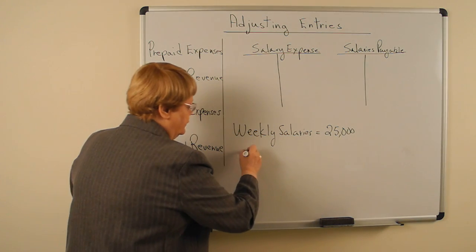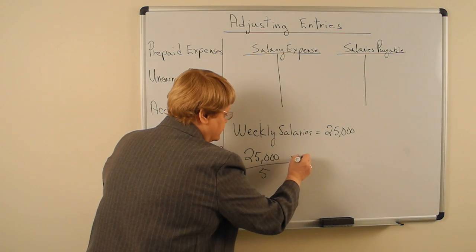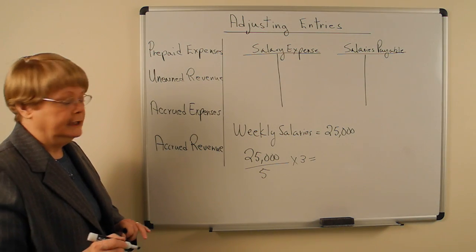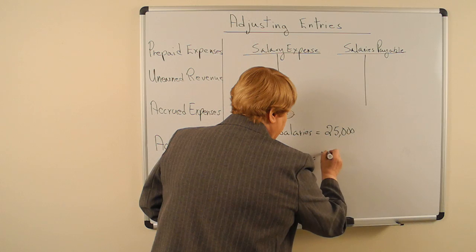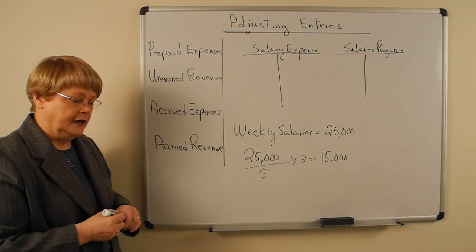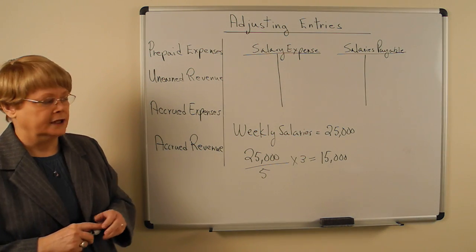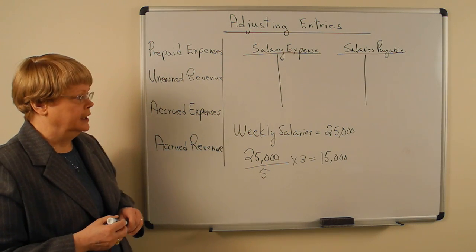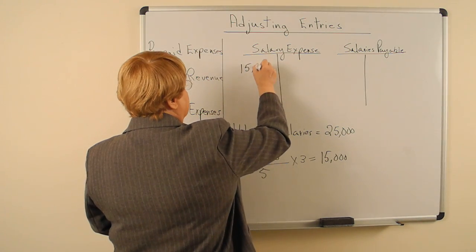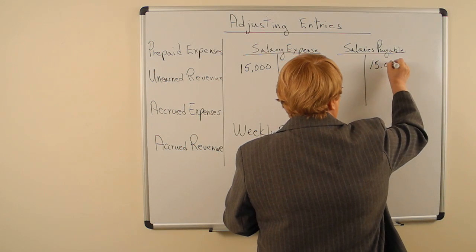So we're going to take the $25,000 and divide it by 5 and multiply it times 3. So 5 into 25 will go 5,000 per day. So 3 times that would be 15,000. So we need to accrue expense of 15,000 for those 3 days so that we can wrap up the end of the accounting period and prepare our financial statements. So we're going to have a debit, because this is an expense, of 15,000, and a credit to salaries payable, because we have a liability to pay our workers.